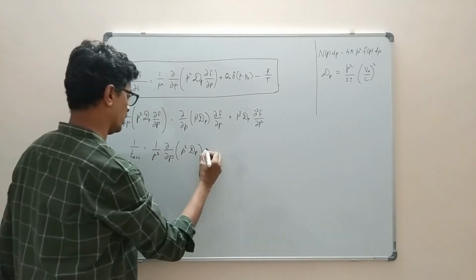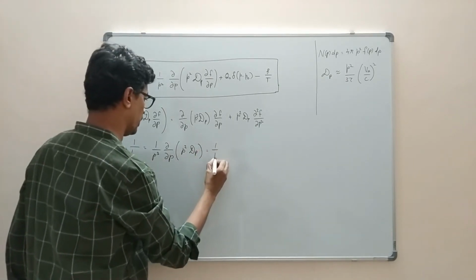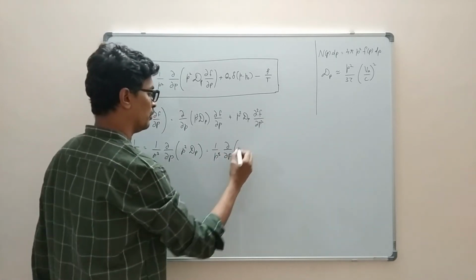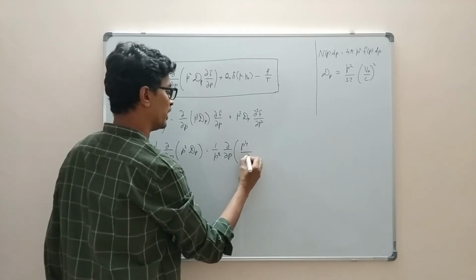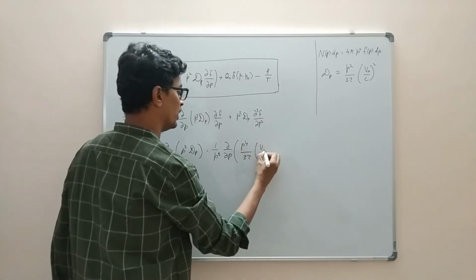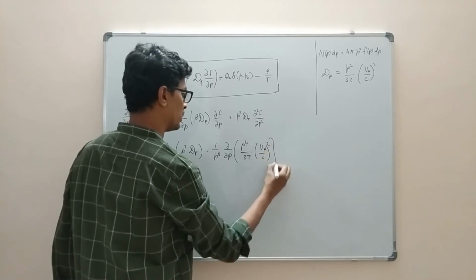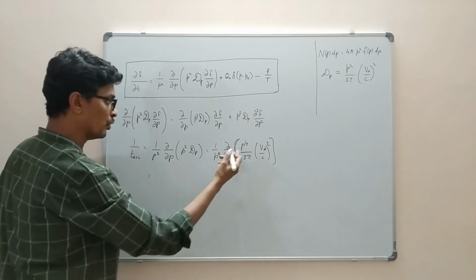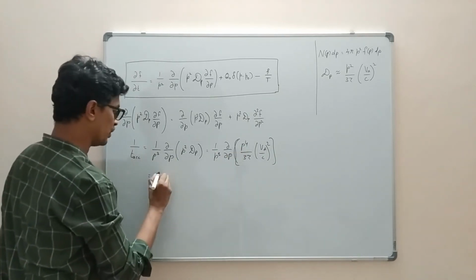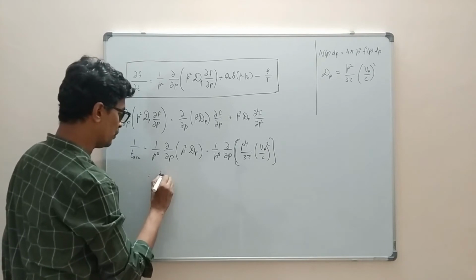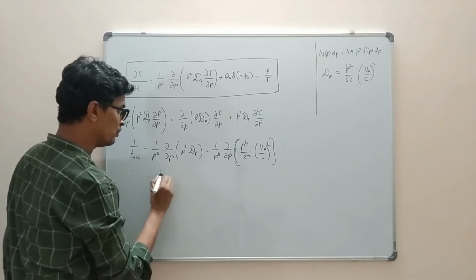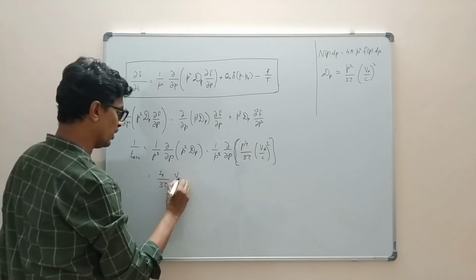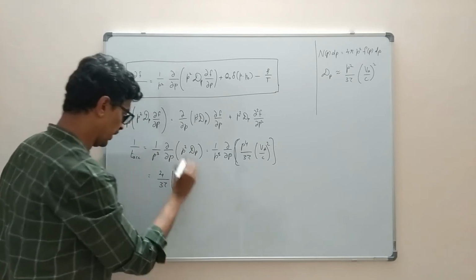When I substitute that, 1 by P cubed del by del P of P to the power 4 by 3 tau, VA by C whole squared. So these are all constants. So P cubed gets cancelled, and it will become 4 by 3 tau into VA by C whole squared. Great.